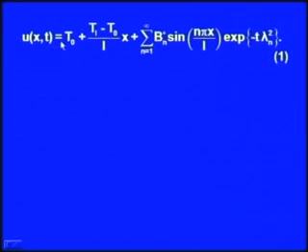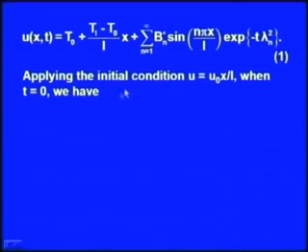u(x,t) equal to T0 plus (T_L minus T0) over L into x plus sigma n equal to 1 to infinity b_n star sin(n pi x over L) exponential of minus t lambda_n square, where we have applied the initial condition that u is equal to u0 x over L. Initially, we have started counting the time from the stage when the initial temperature distribution in the bar was given by u equal to u0 x over L.